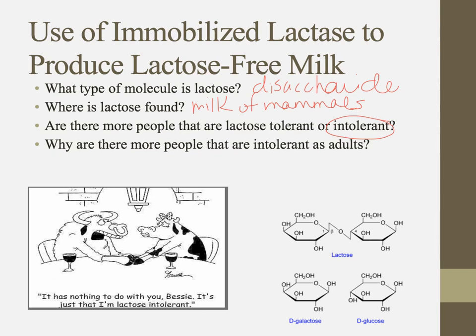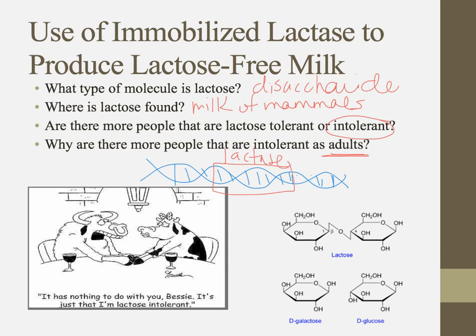The reason is because we're not supposed to be drinking milk as adults. You see, you should only be breastfeeding when you're little. So what happens is you have this gene, okay, part of your DNA, which codes for the proteins to make the enzyme lactase. When you are little, that gene is turned on because you need this enzyme lactase to break down the lactose in your mother's milk.